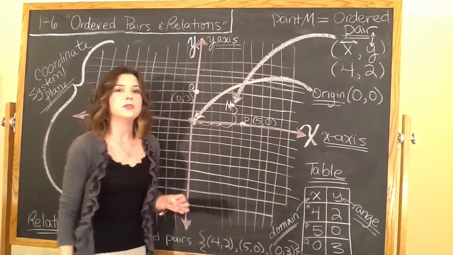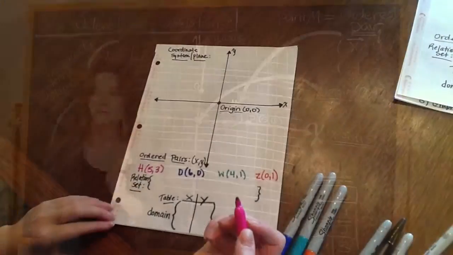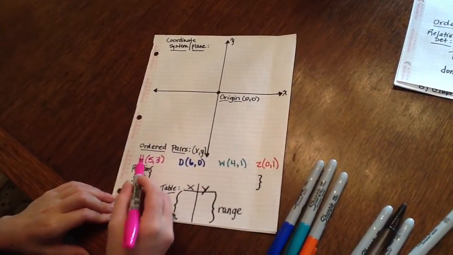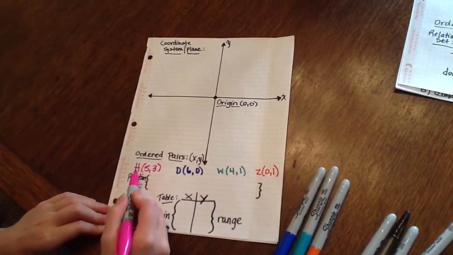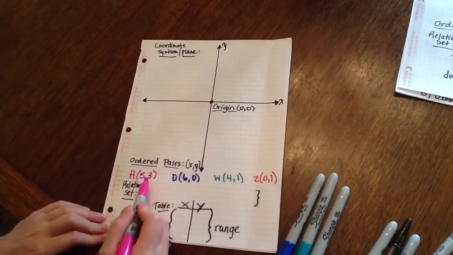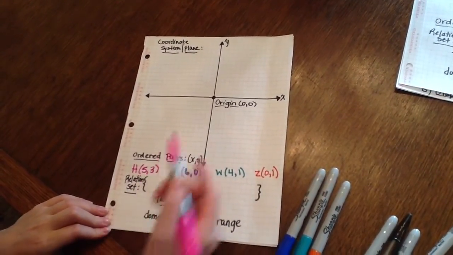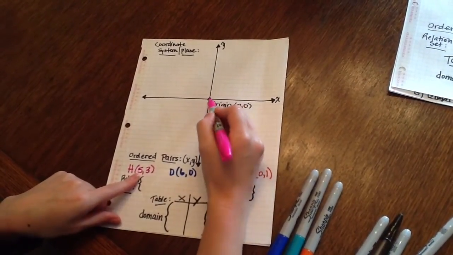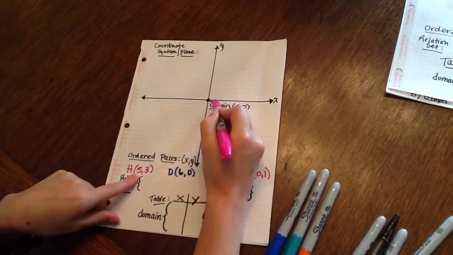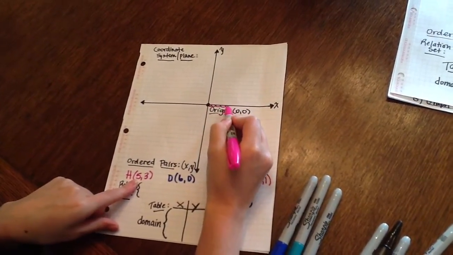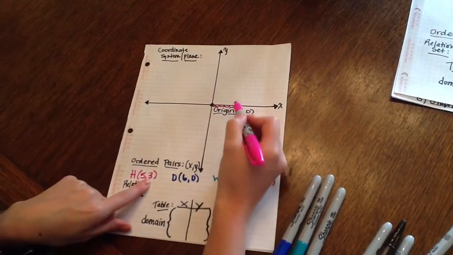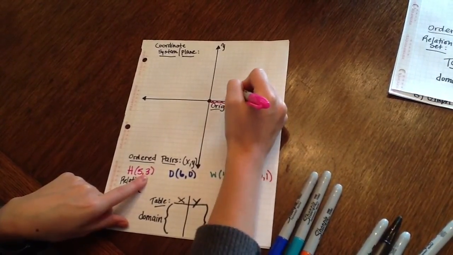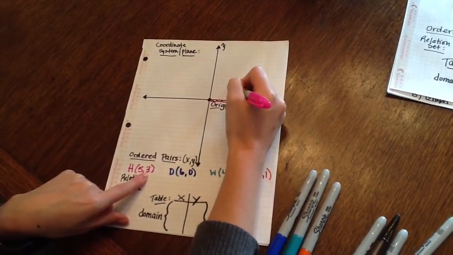Okay, let's do some examples and see how we do. All right, we're going to try to graph a few points. Our first point that we're going to graph is point H, which is at the ordered pair 5, 3. In order to graph this, we have to start at the origin. I go over 5 units to the right, 1, 2, 3, 4, 5, and I have to go 3 units up, 1, 2, 3, and we will find that point H should be right here.